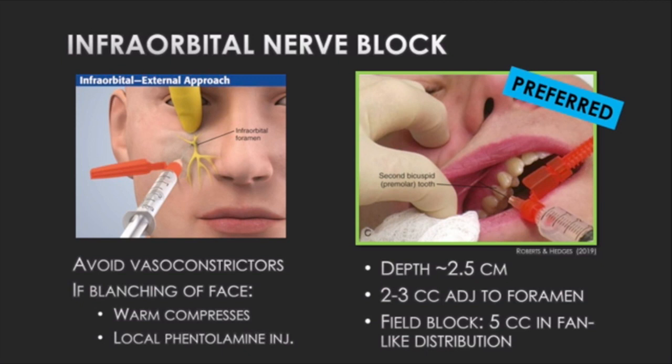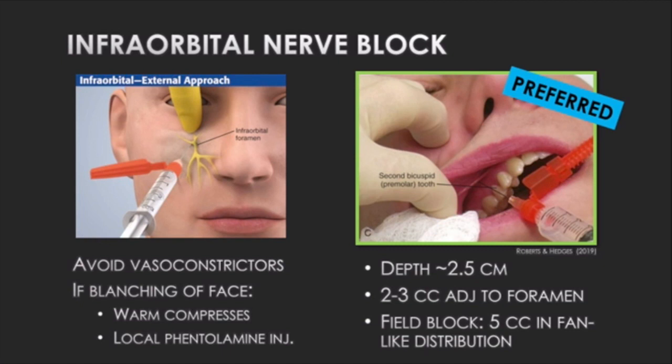The intraoral method is more preferred because it's generally less painful, more successful, and it's longer acting. So your landmark is between the first and second premolar, and you want to inject the needle at the junction of the labial mucosa and the gingiva, directing your needle towards the infraorbital foramen at a depth of about 2.5 centimeters.